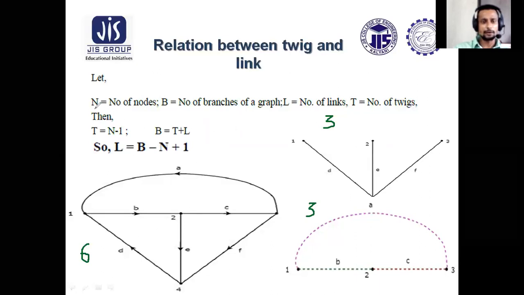So if n is the number of nodes, b is the number of branches of the graph, l is the number of links, and t is the number of twigs, then t equals what? The number of twigs will be n minus 1. For 4 nodes, there will be 3 branches to form a tree. Now, the total number of branches of the graph equals twig plus link. Since twig equals n minus 1, we get l equals b minus n plus 1. So the number of links will be the total number of branches minus the total number of nodes plus 1.